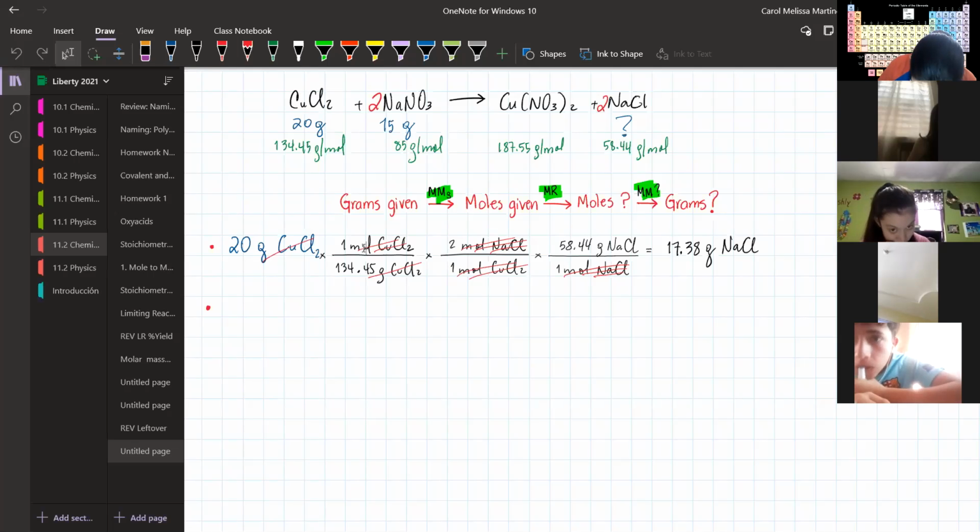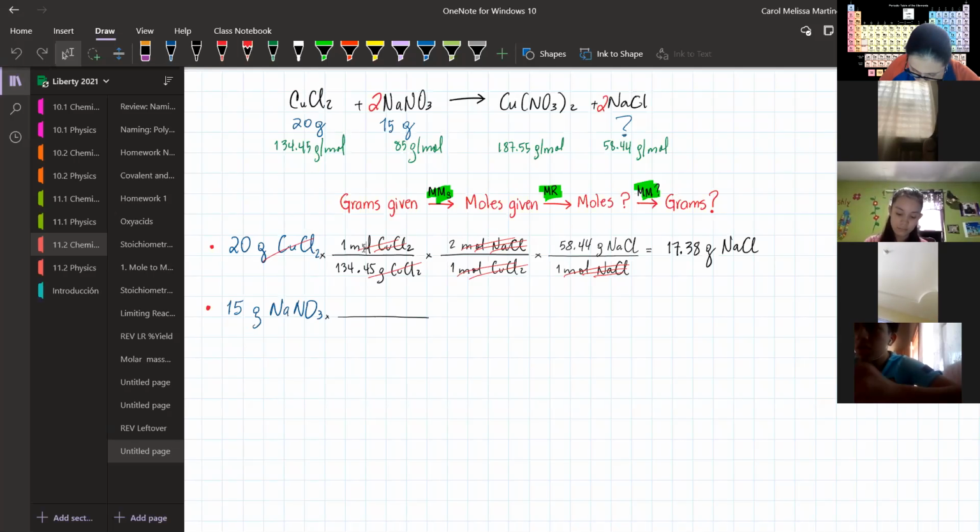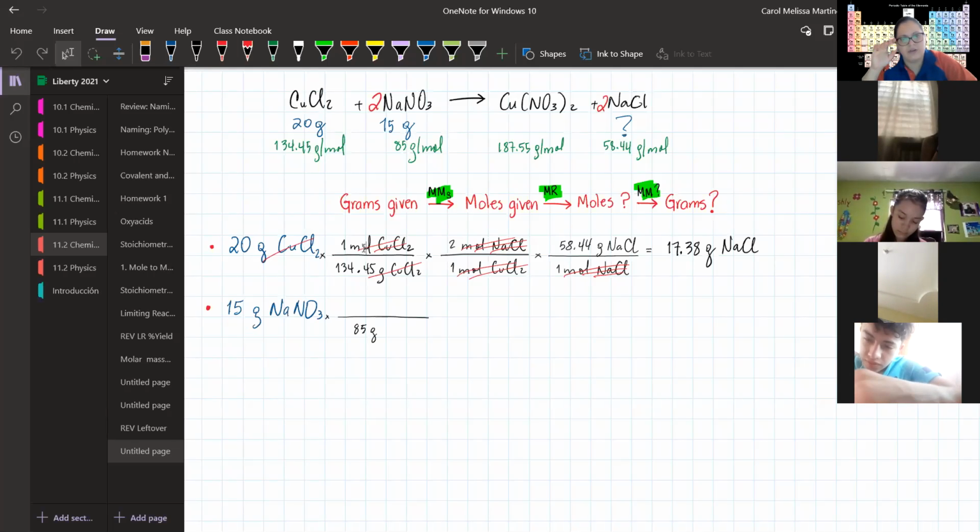I continue with my second reactant, that is NaNO3. So the problem gives me 15 grams. And I will do the same procedure. Okay. Molar mass of the given, that is 85 grams. I want to make sure of this. 14 plus 48. Yeah, 85 grams of NaNO3 in 1 mole NaNO3.